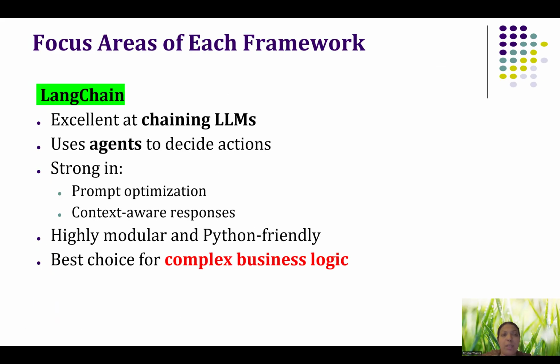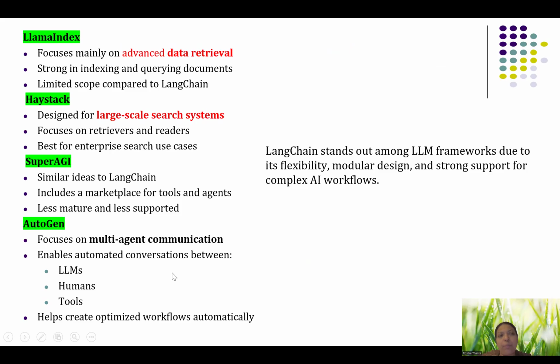Now let us see the important focus area of each framework. LangChain is good for chaining and uses agents to perform actions, so it is strong in prompt optimization, context aware responses, and all these things. It is highly modular and also Python friendly. We already discussed modularity. It is the best choice for complex applications. Next one is LlamaIndex. It is mainly focused on advanced data retrieval. It is good at indexing and querying documents, with limited scope compared to LangChain.